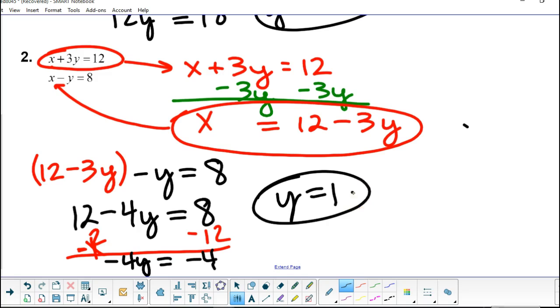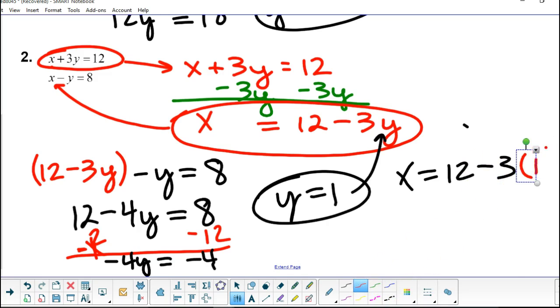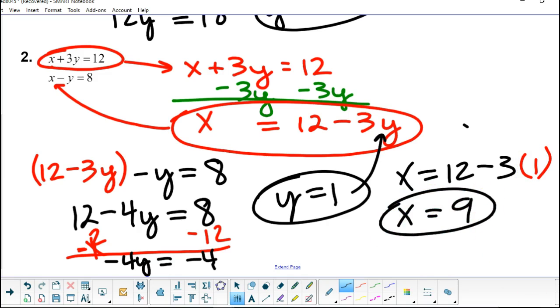We take that, we can just go right here, plug that in. X is equal to 12 minus 3 times 1. And 12 minus 3 times 1, of course, is 9. So x is equal to 9, y equals 1, and our solution here is 9, 1.